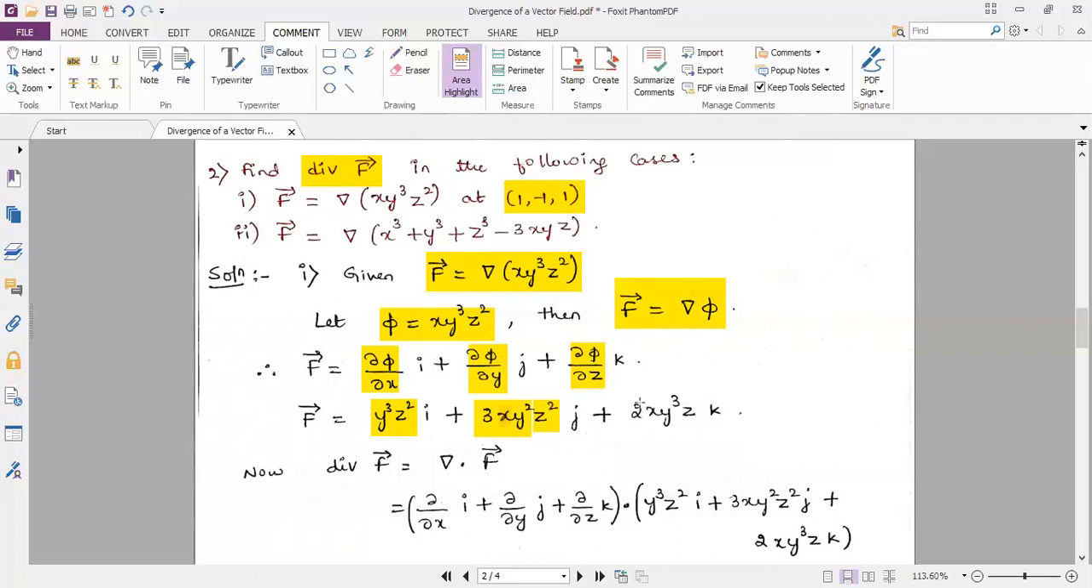Last term, partial differentiation with respect to z. So with respect to z, xy cube is constant from the expression of phi. Xy cube is constant. Writing down xy cube as it is. Differentiation of z square is 2 into z. So we get 2xy cube z into k cap.